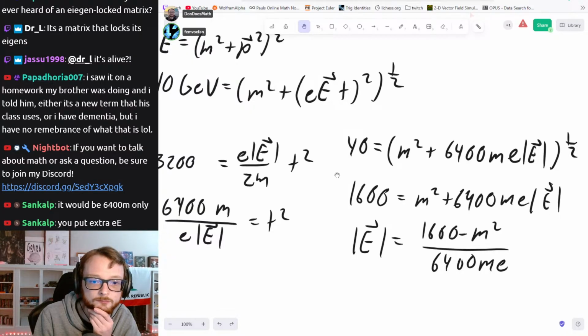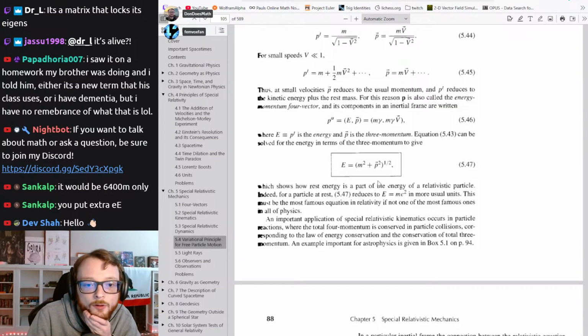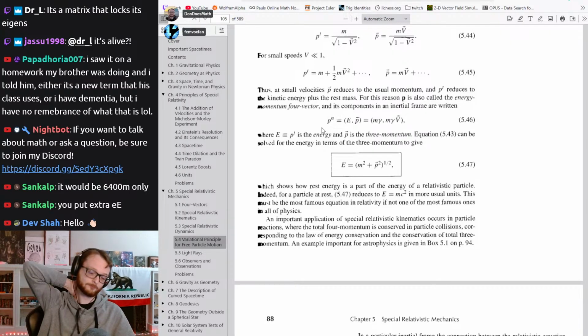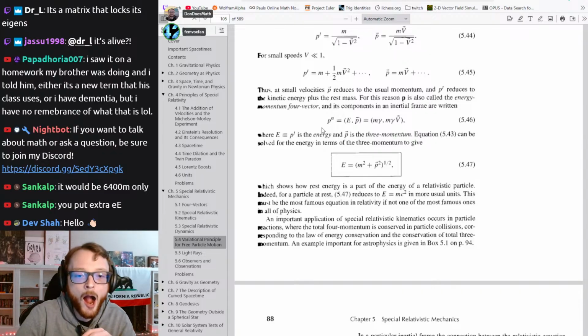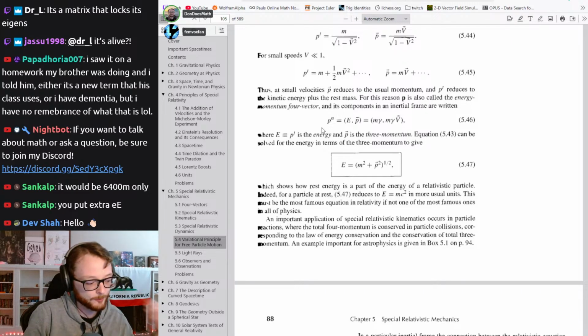What about equation 5.46 from the book? They're saying the energy momentum 4 vector: the time component is m gamma, which is E, and the space component is m gamma velocity. 5.47 is just a rearrangement of 5.46 if you dot it with itself.